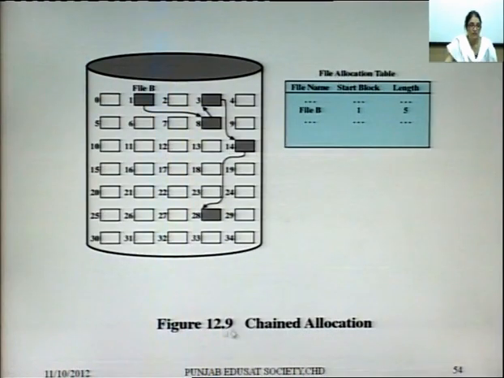This is the diagram which is showing a chained allocation method in which a pointer from file B is pointing to 8. From record number 8 it is pointing to 3, and then from 3 to 14 and 14 to 28. There are different files which are located at different locations in a record, but there is a pointer which is pointing from one block to another block, forming a kind of chain.